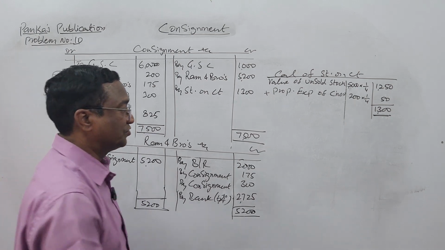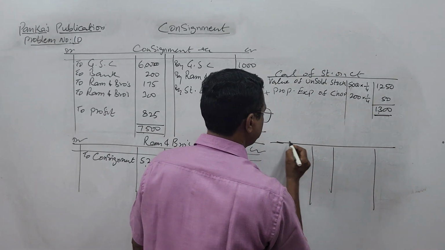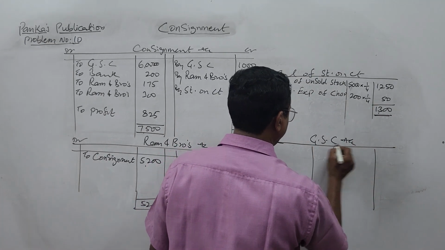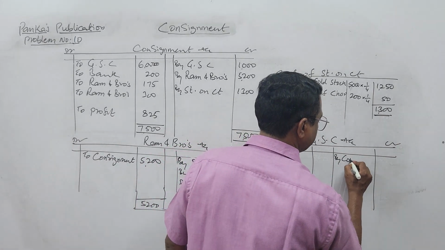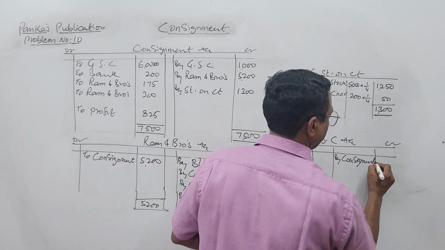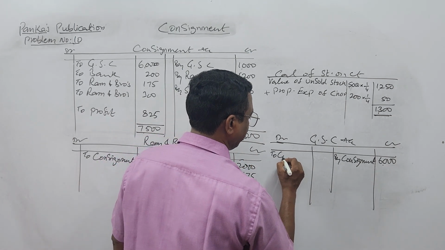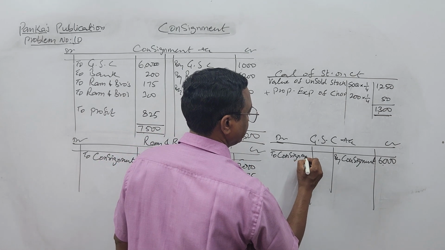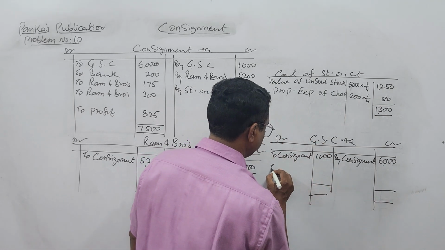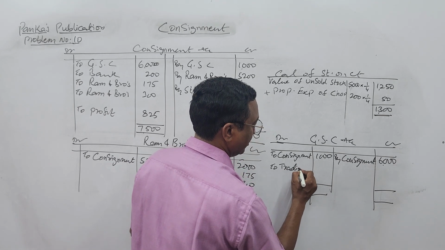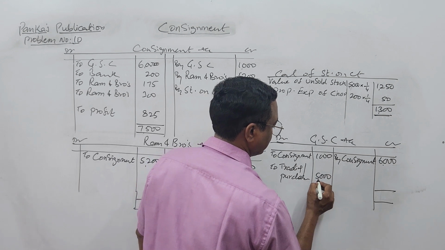After the consignee's account, we are supposed to prepare the goods sent on consignment account. So starts with the credit side, consignment account 6,000. Again it is credited here, so it will be debited here. Consignment account 1,000. Balance this account, and the balancing figure transfers to trading or purchases account as 5,000.